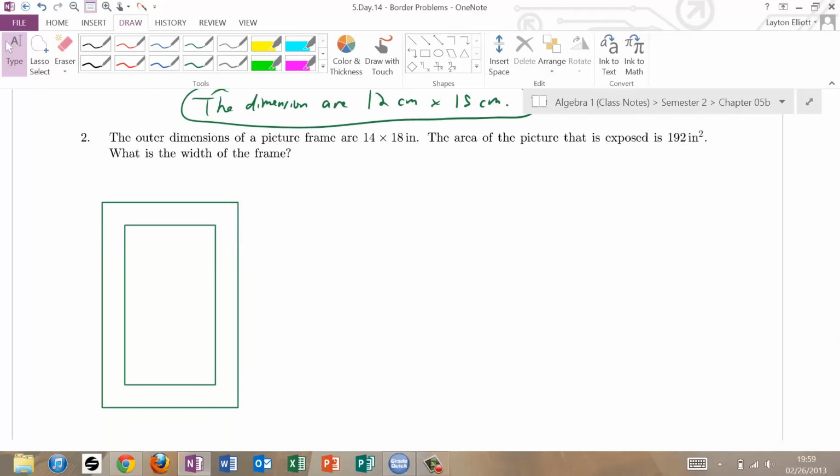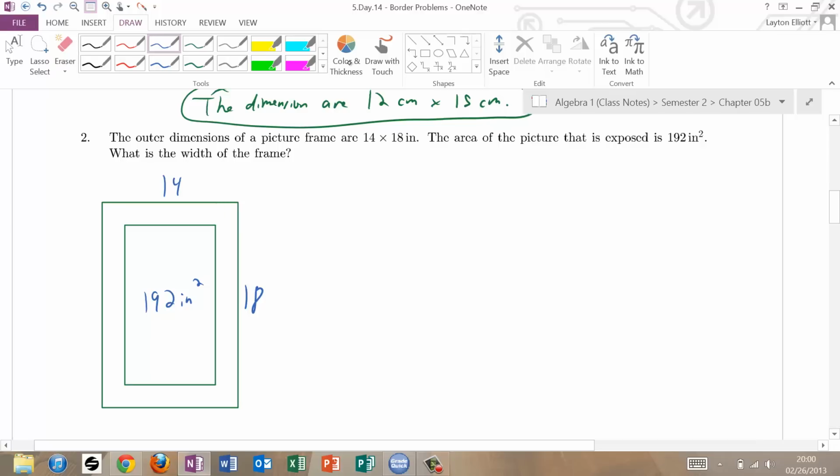The outer dimensions of a picture frame are 14 by 18. Outer dimensions means outside. The area of the picture that is exposed is 192 square inches. So I can write that inside. We've actually covered most of the stuff here. Then it says, what is the width of the frame?